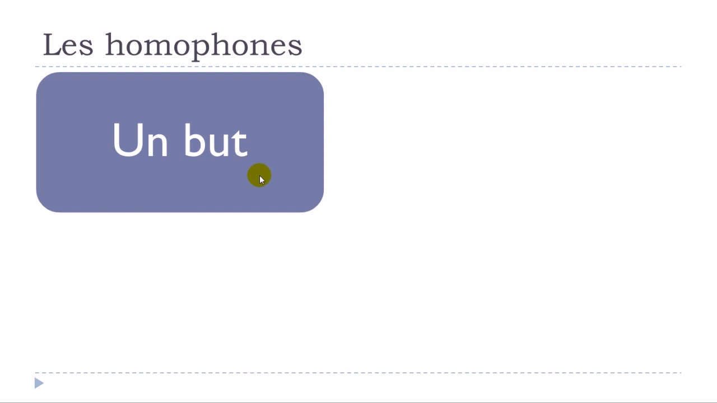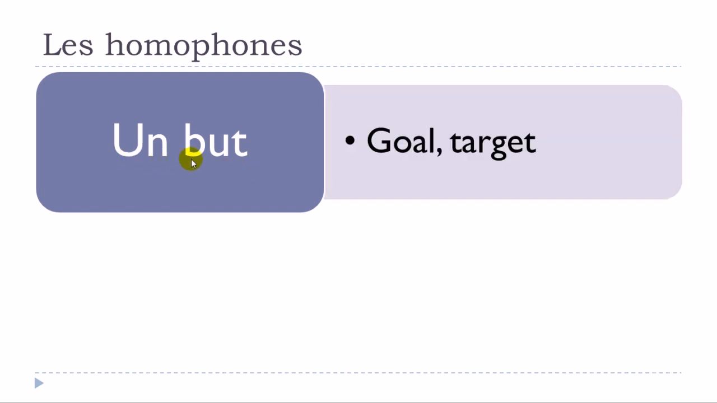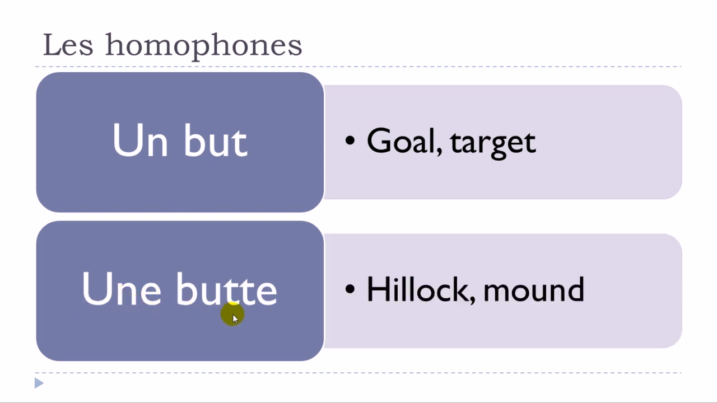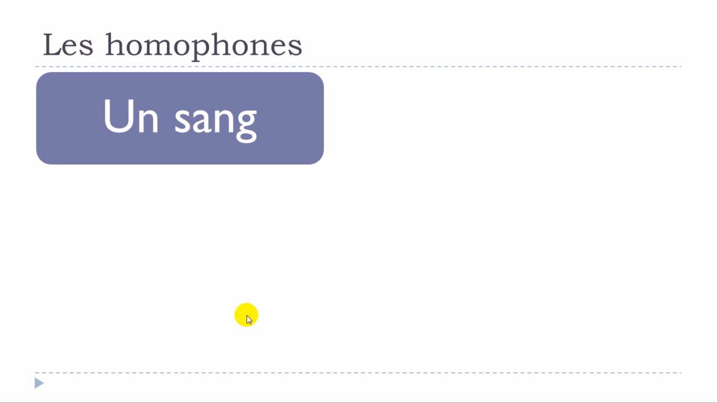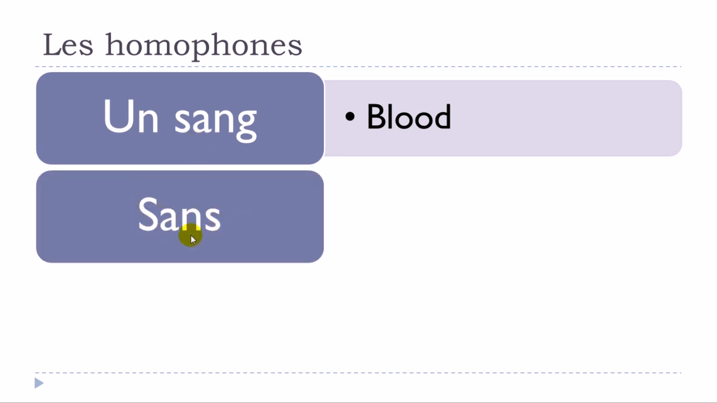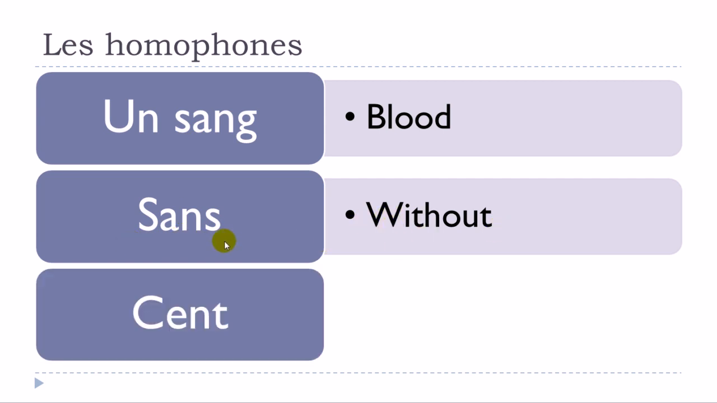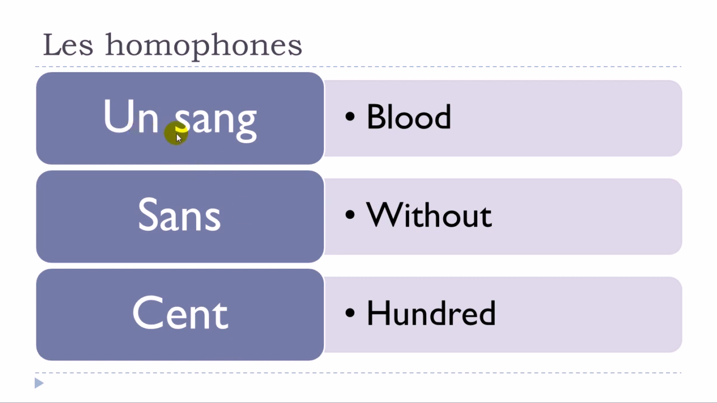Un but. Une butte. Un cent. Okay, remember this G here doesn't exist, so un cent. And then here we've got this sans. Quite useful because it means without, sans. And we've got a third one, cent, written like that, and it's 100. Okay, so un cent, cent, cent.